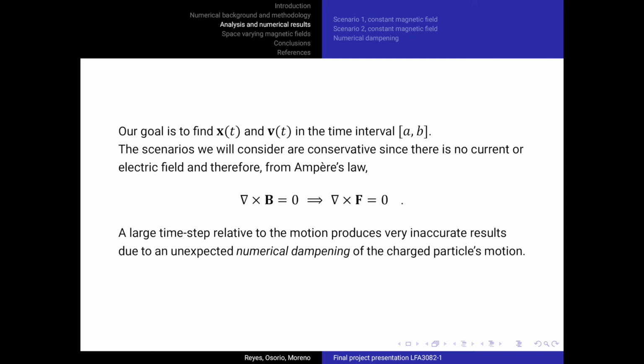Note that all of these scenarios are conservative since there is no current or electric field, and therefore, from Ampere's law, the magnetic field is irrotational and so is the force field. These numerical solutions are found with our implementation of the Runge-Kutta method of order 4 for a system of 6 linear equations with n iterations in Python. With this method, we will also see how a large time step relative to the motion produces very inaccurate results due to an unexpected numerical dampening of the charged particle's motion. That is to say that our numerical solutions will not conserve the energy of the system in this case.